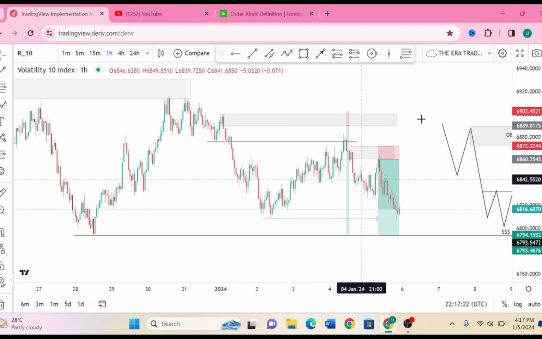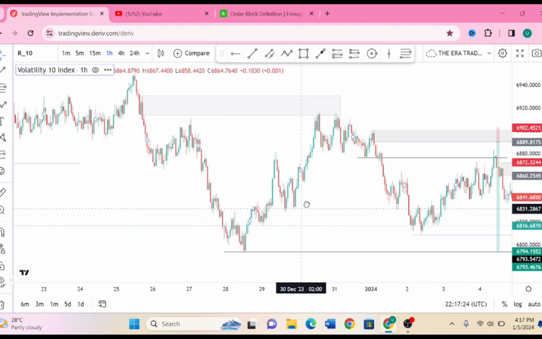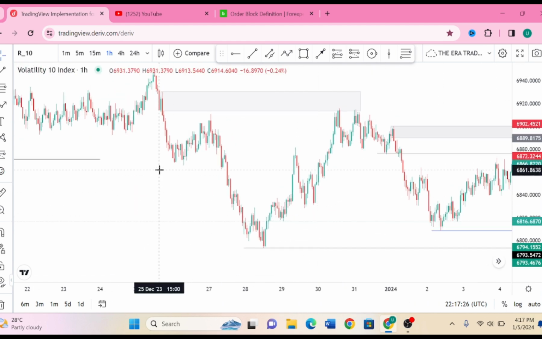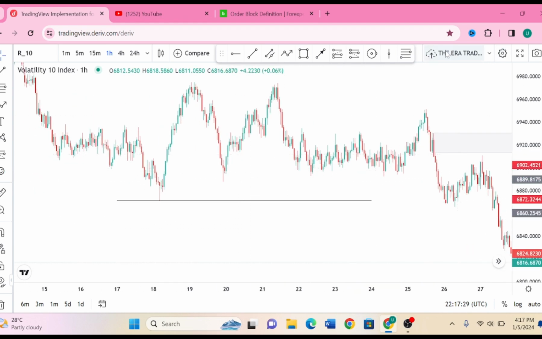So this is another example. It's all over the chart. So just go to your chart and practice these things.